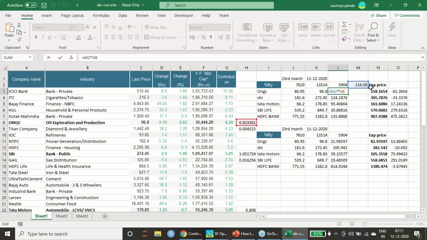Till this point, I think you are correct. You will understand it in a simpler way. I have explained: just take the difference between the current Nifty and the 52-week low points.